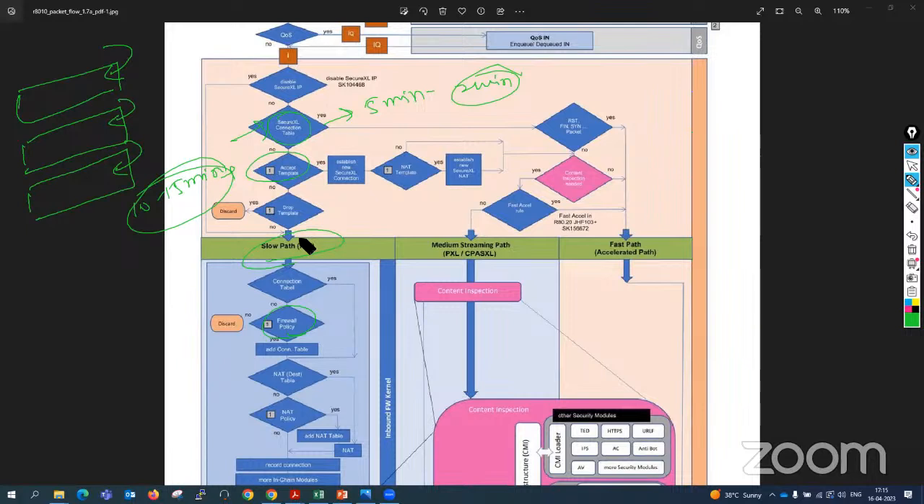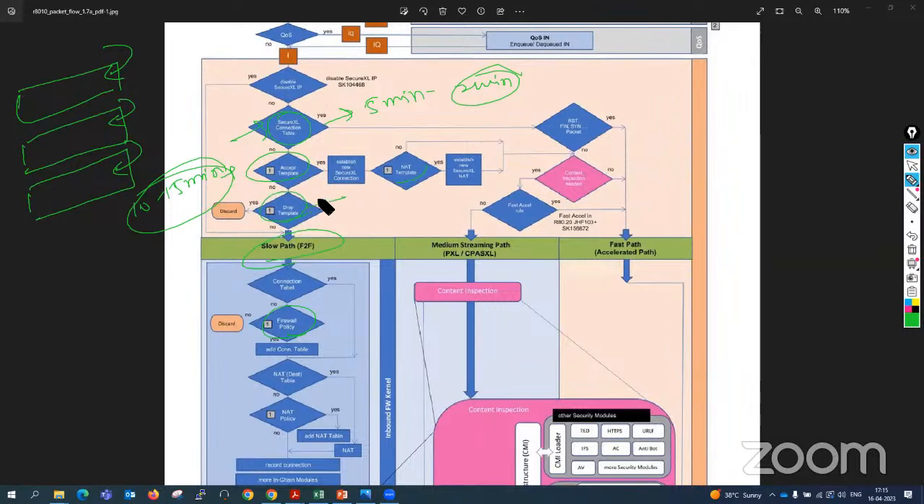So if my connection table does not have the entry, it should not be that the traffic is again going to the slow path. That's the reason it maintains the accept template. Similarly, if the traffic is recently dropped by the cleanup rule or something else, it will be maintained in the drop template.